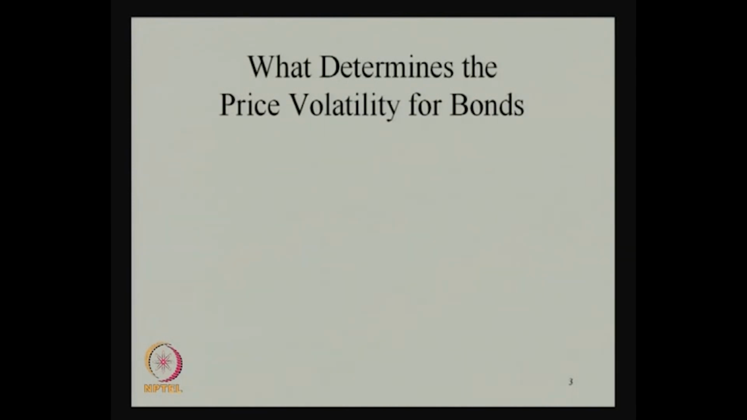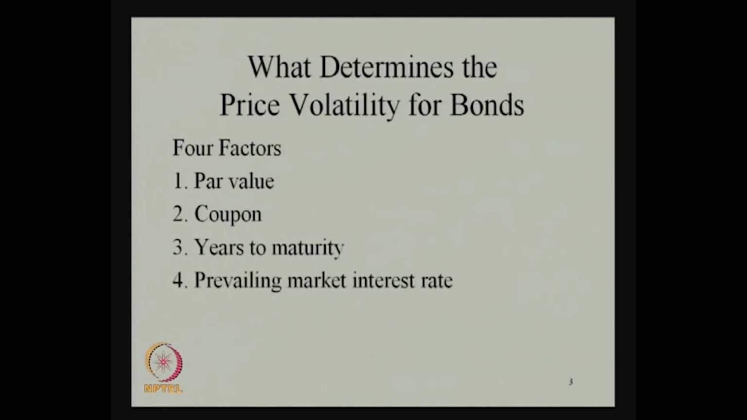Then what determines this bond price volatility? There are basically four factors which affect bond pricing. One is the par value of the bond, which we already know. Then we have the coupon, then years to maturity, then the prevailing market interest rate. These are the four factors which affect the volatility of bond pricing in the market at a particular time. So how does it basically work?